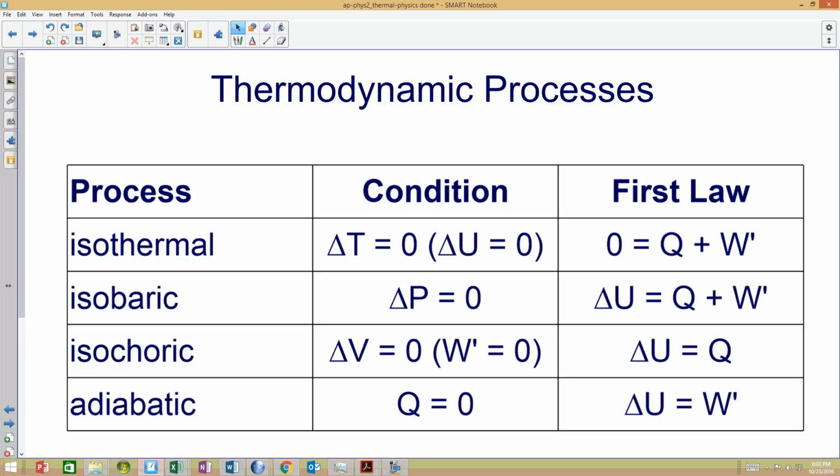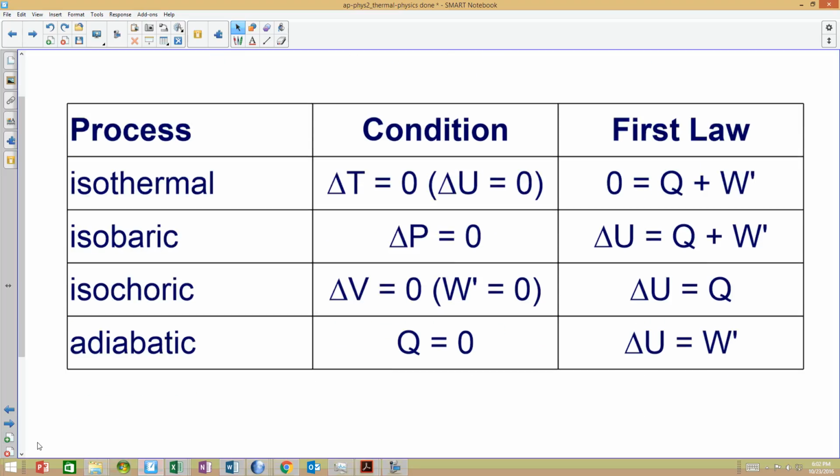In an isochoric process, delta V is 0, and that means the work done by the external pressure is 0. And that means that the internal energy change is due to the heat added to the system. In an adiabatic process, the heat is 0, and therefore any change in the internal energy of the system is related to the work being done on the gas.